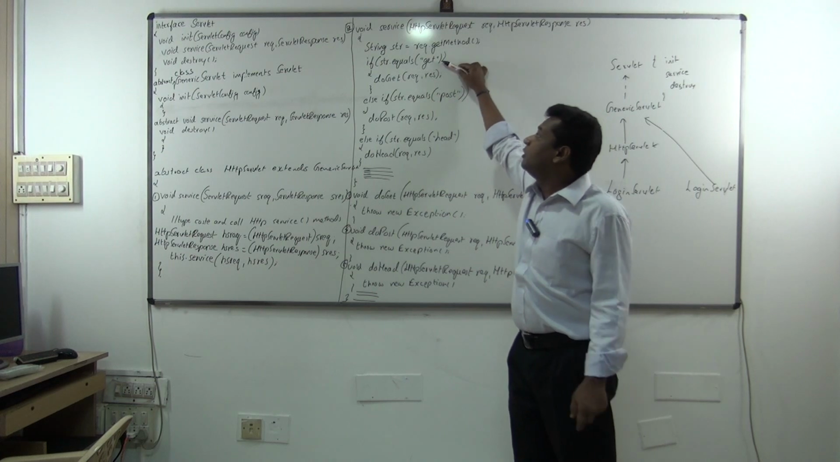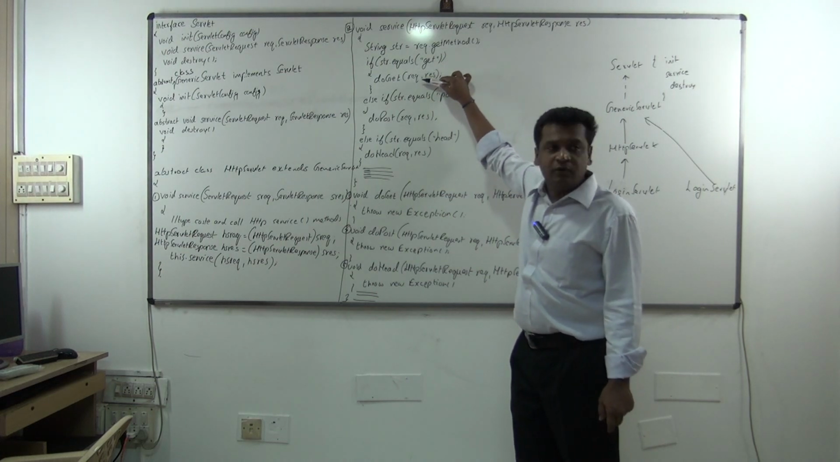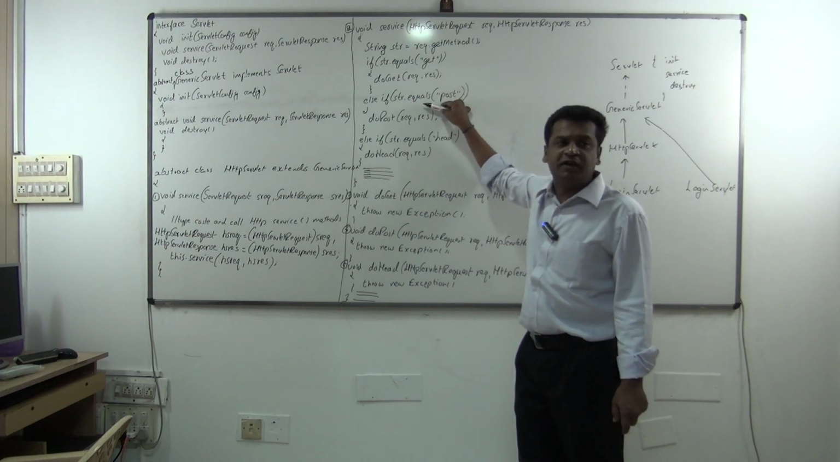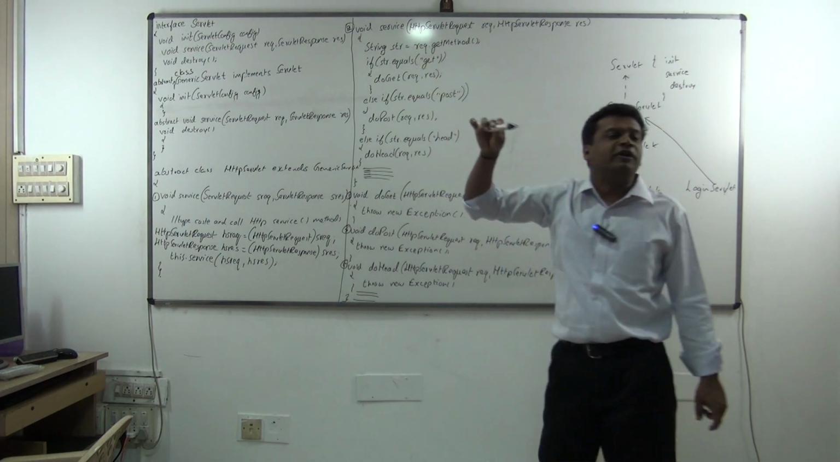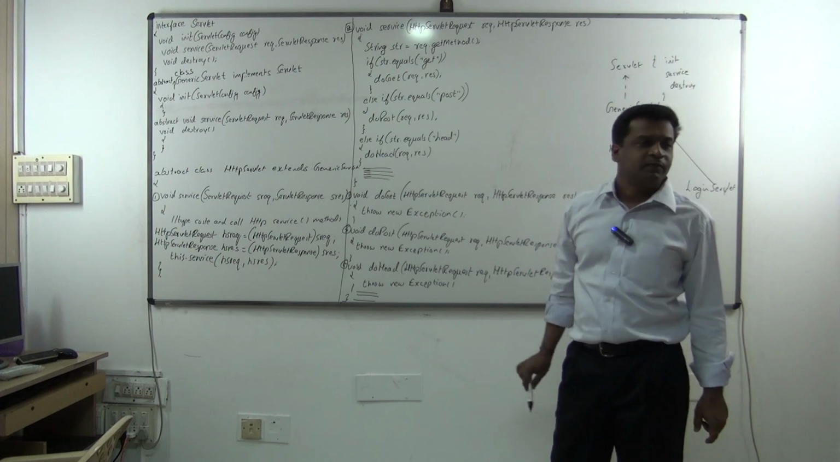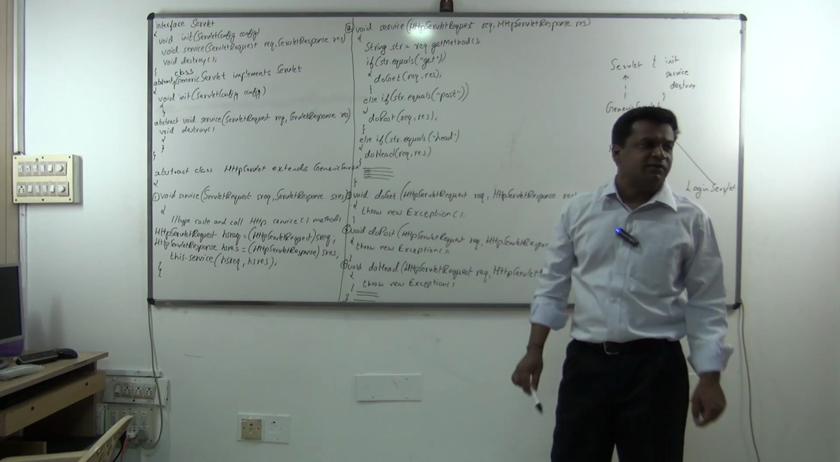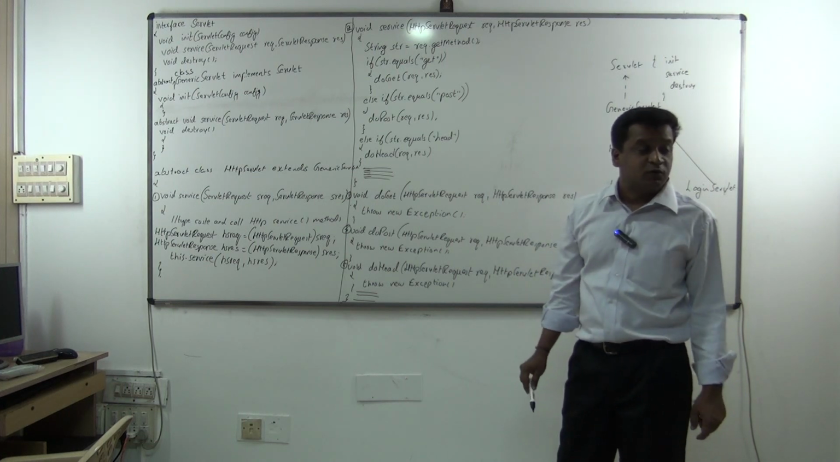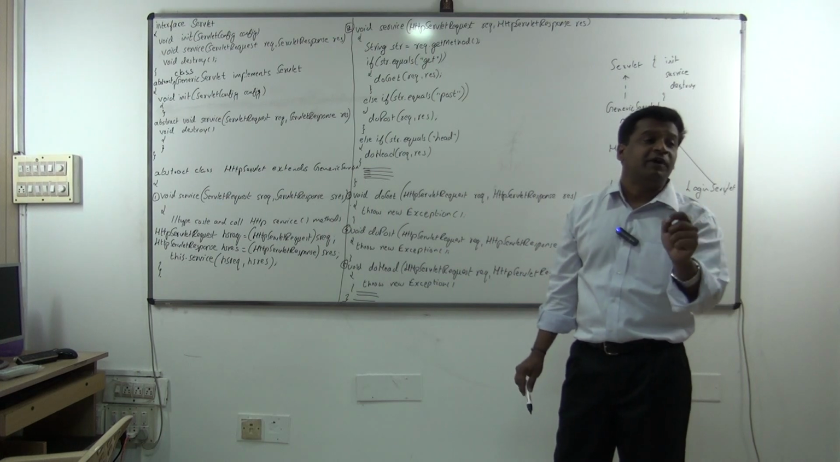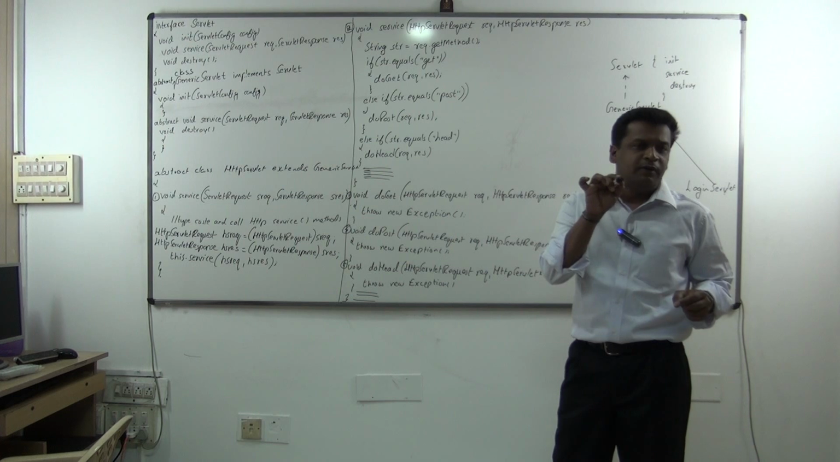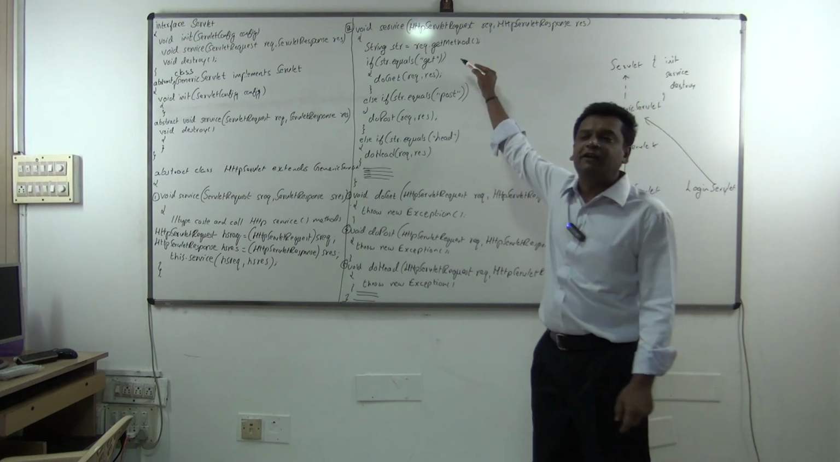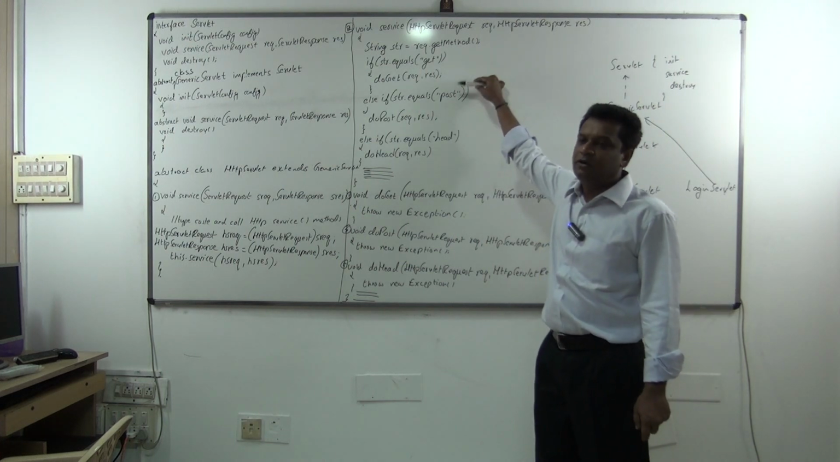So if it is get, what will it do? It will invoke doGet. If it is post, it will invoke which method? doPost. So this service method is the one which goes on calling your doGet or doPost method, depending on what request the client is making. Like you'll be telling in the form, action is equal to, method is equal to get. So if it is get, it will invoke doGet. If it is post, it will invoke doPost.